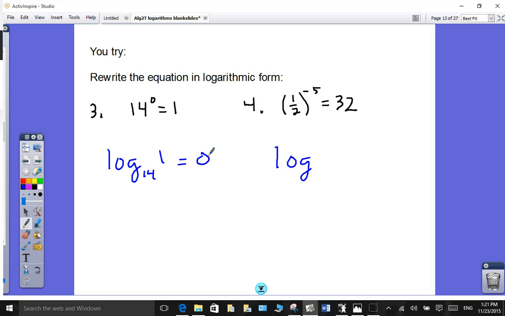How about the second one? What's the base? 1/2. Right? Again, what does the logarithm equal? It equals the exponent, -5, which means that the 32 goes inside, like that. Log base 1/2 of 32 equals -5. Try to make sure that when you write the base, it doesn't just run right into the log, like it's all written at the same level and size. It's not. It's a little bit down, a little bit smaller.